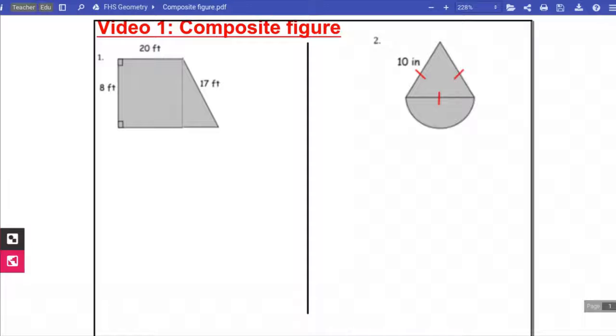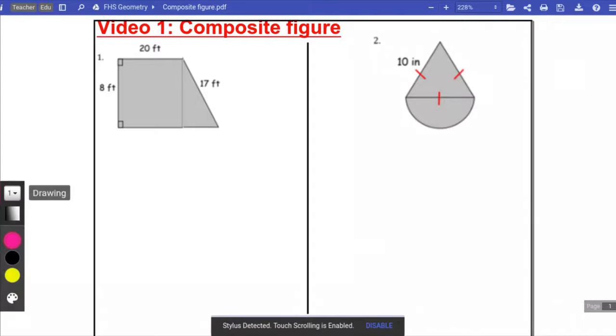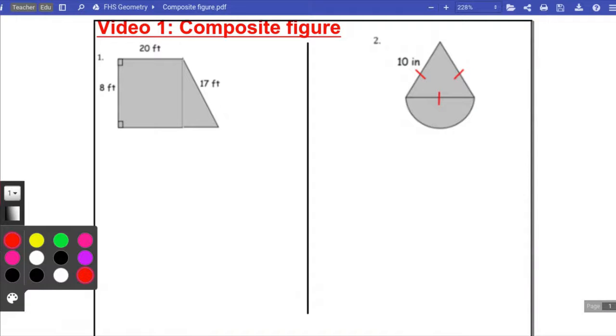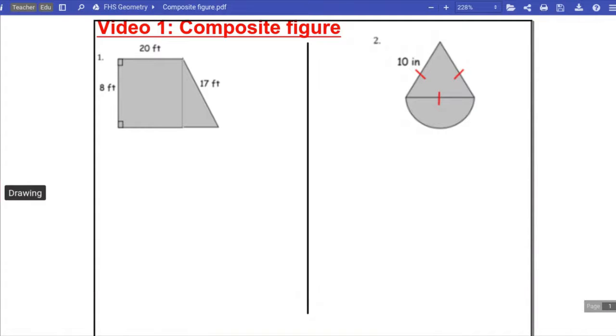Let's do this thing. All right, so what we have to do here is find the area of the composite figure. Composite figure meaning they just put it all together. We have to find it. I'm going to start with this picture right here. That looks like a rectangle to me.